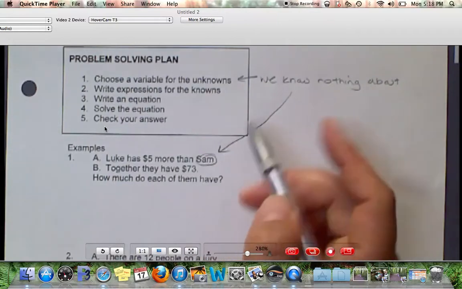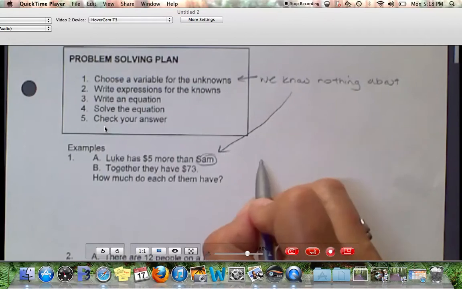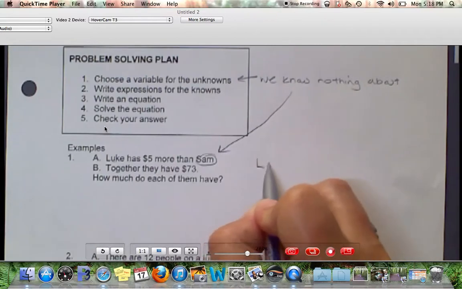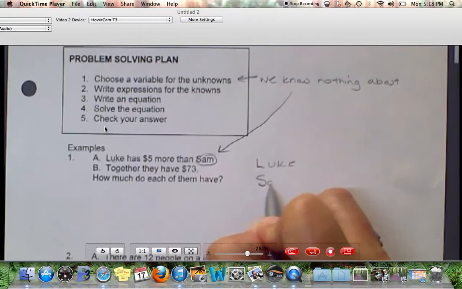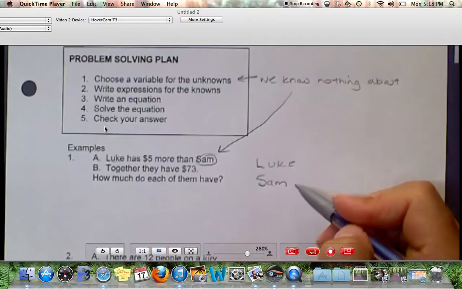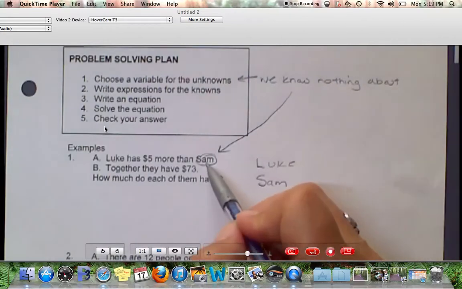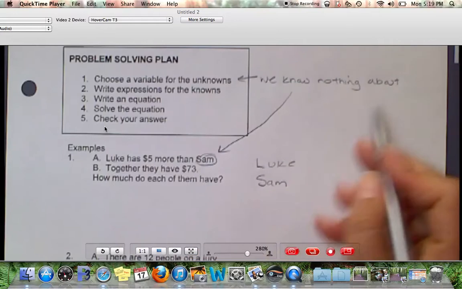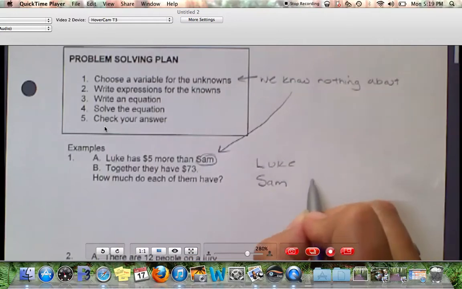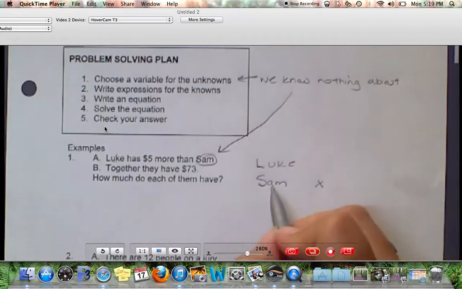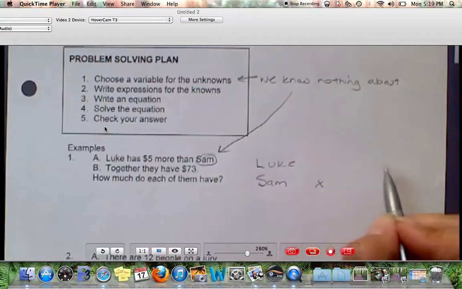So what I want you to do first is set up who we're talking about here. We're talking about Luke and you're talking about Sam. So I want you to set those up. Now, since we don't know anything about Sam, I would call him S for Sam, but that causes some problems because it looks like a 5. So we'll call Sam X because we don't know anything about Sam.